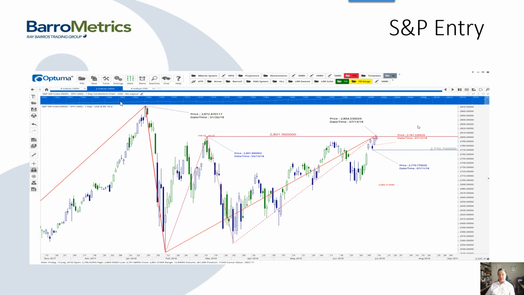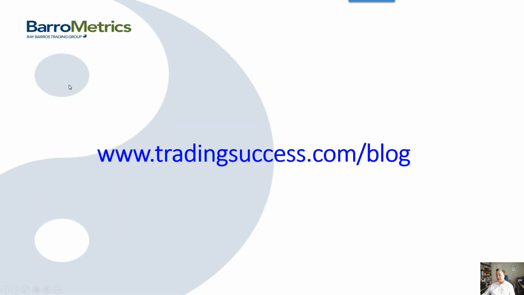You can Google these things in the blog. If you're new to the blog and you're watching this video, I suggest you go to the tradingsuccess.com blog and just type in the words acceptance, rule of 3 for definitions of these terms.